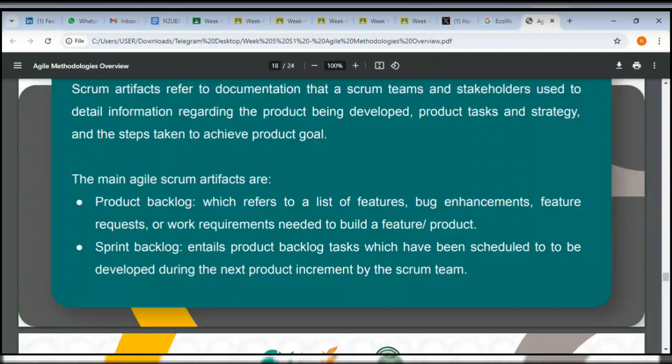The main Agile Scrum artifacts are your product backlog, which refers to a list of features, bug enhancements, feature requests, or working requirements needed to build a feature or product. Either build or improve. It's not just building, it could also be to improve the product or the feature.